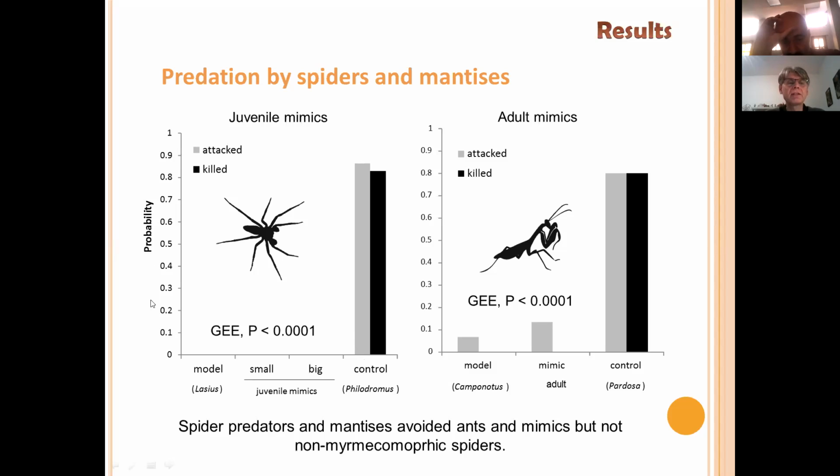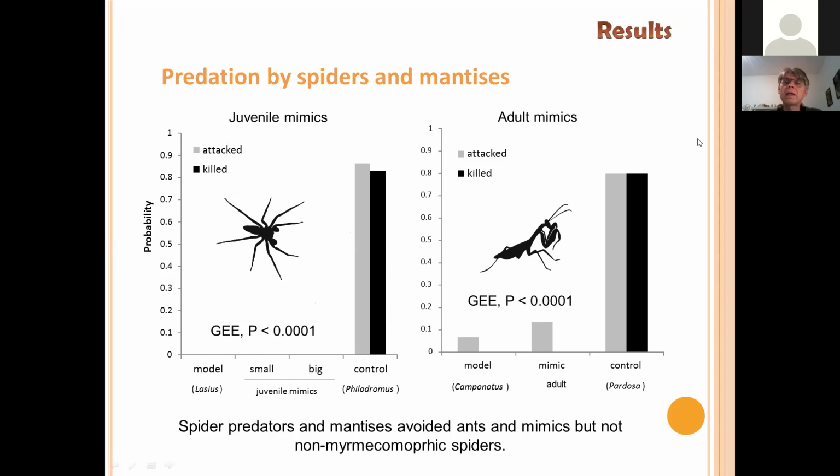The figure here shows the probability of attacking and killing either the model, in this case the Lasius ants, or the mimics, small and big juveniles, and the control spider. And the picture is pretty clear. While Pisaura has frequently attacked and killed control spiders, it has never attempted to attack either the model or the mimic.